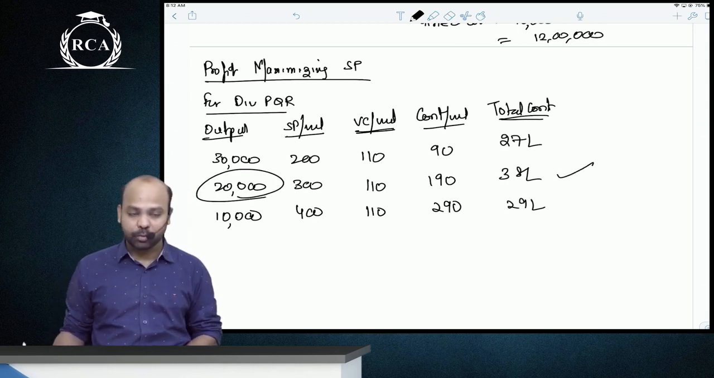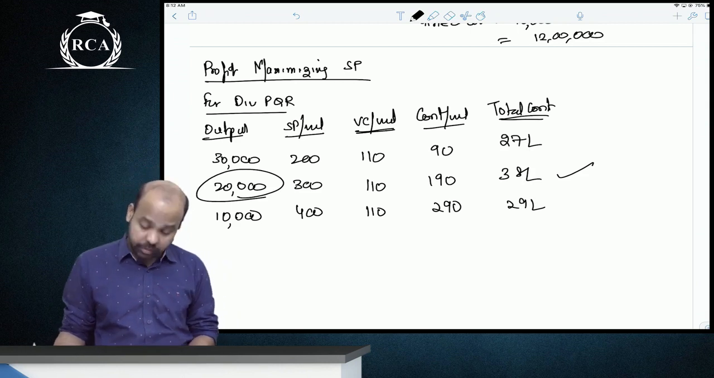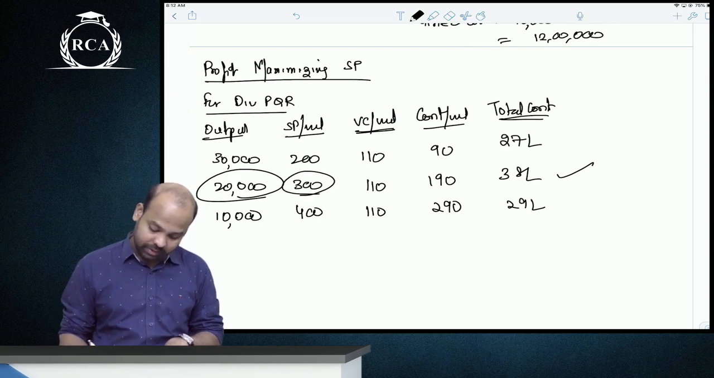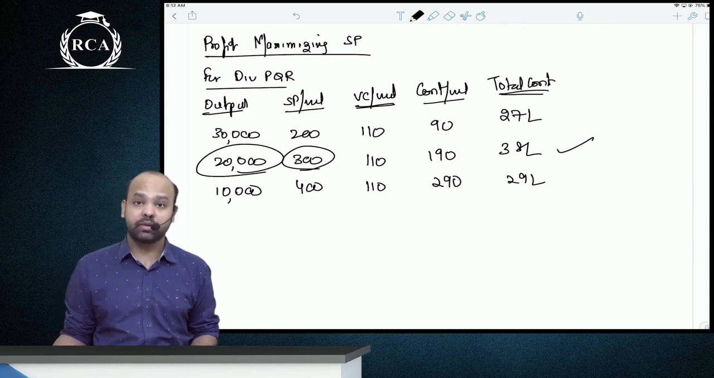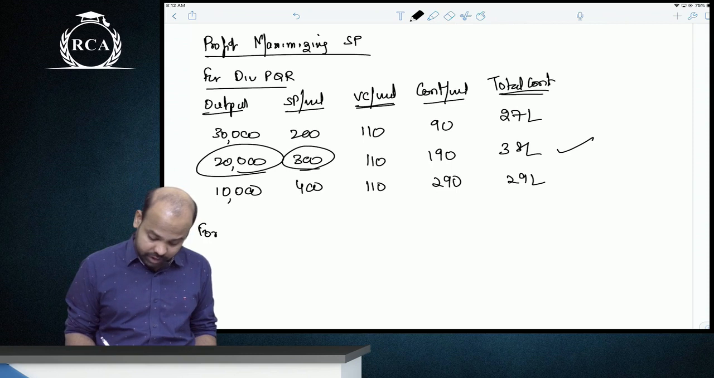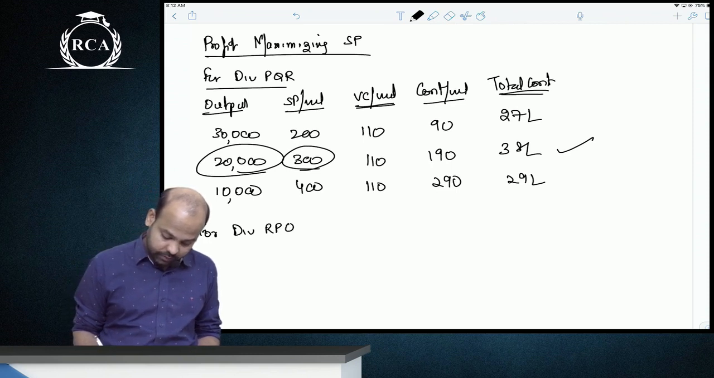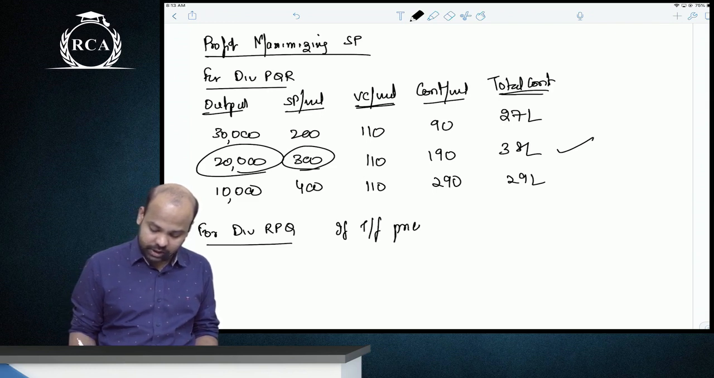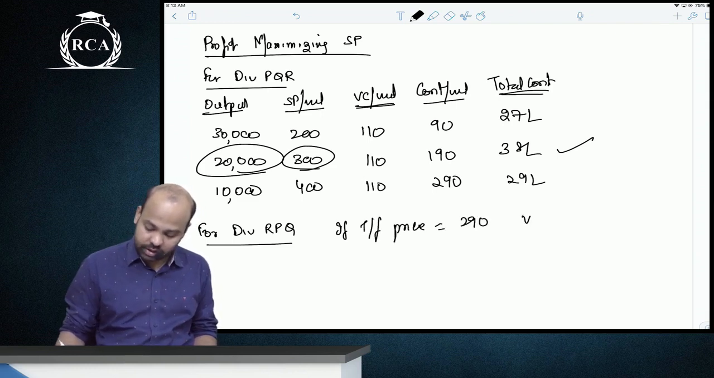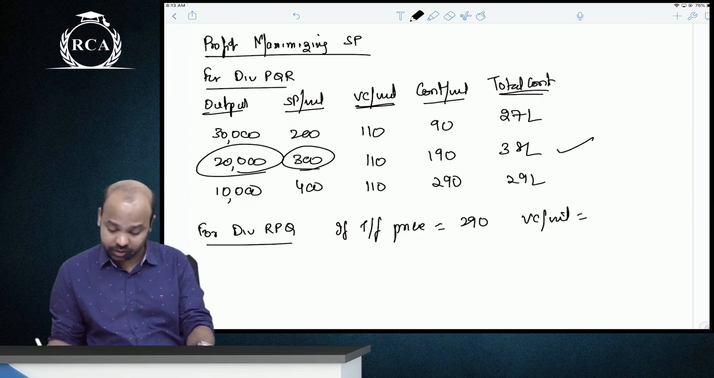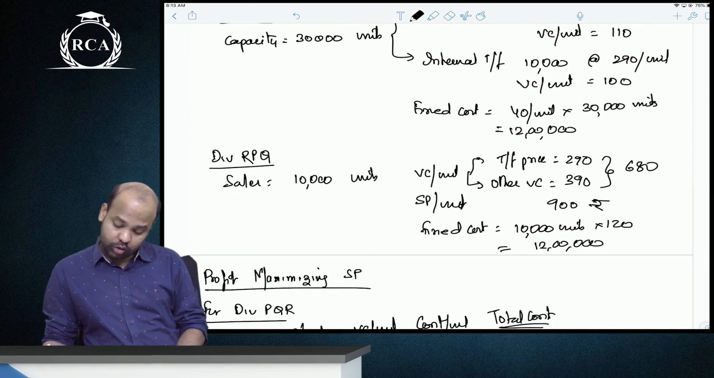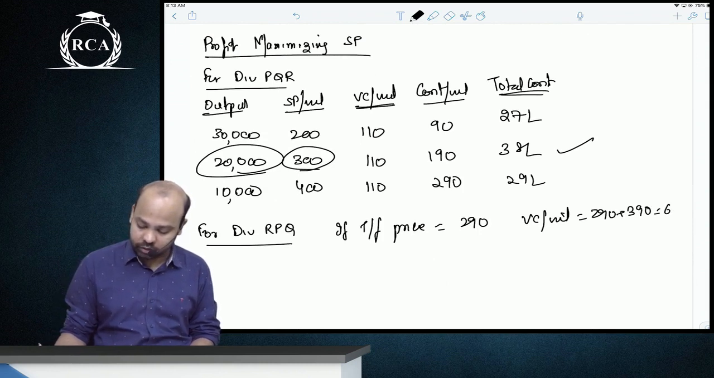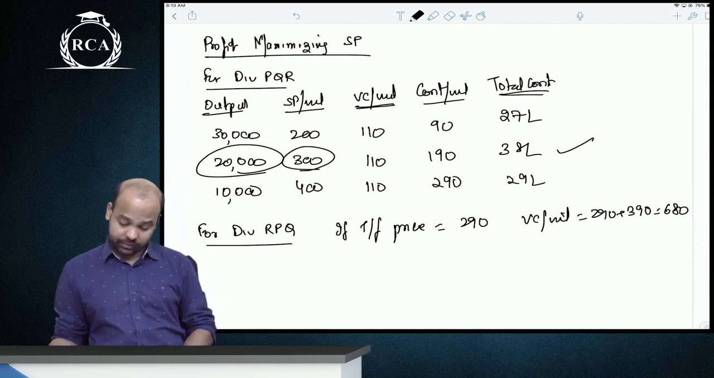So yes, the profit maximizing selling price for division PQR occurs at a volume of 20,000 units when the price is 300 rupees. Now for division RPQ, guys. If the transfer price is 290 and the variable cost per unit for them is 290 plus 390, that is 680. Keep going, we've just done all of this, guys, so there should not be any problem.